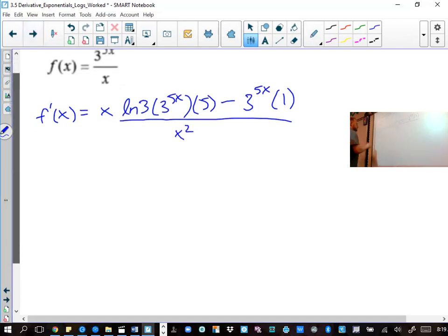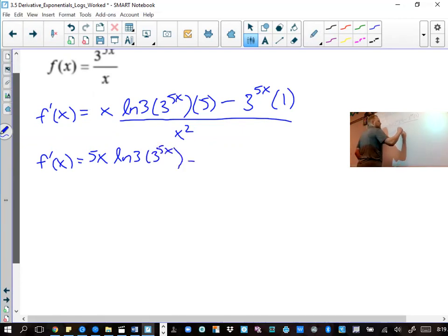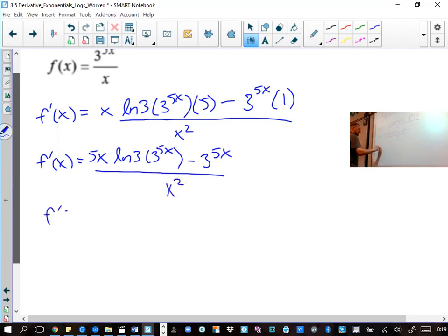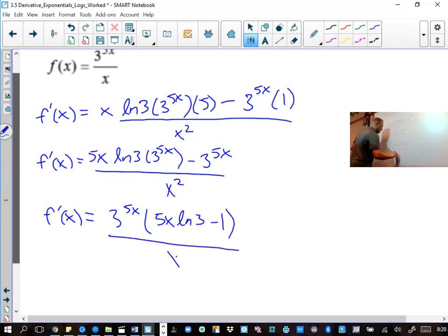And then we're just going to simplify this, clean up the top, so that we have 5x, we can put the 5 in front, natural log of 3 times 3 to the 5x minus 3 to the 5x all over x squared. And so I'm just going to factor out that 3 to the 5x. So I have 3 to the 5x times 5x natural log of 3 minus 1 all over x squared. And there's your answer there.